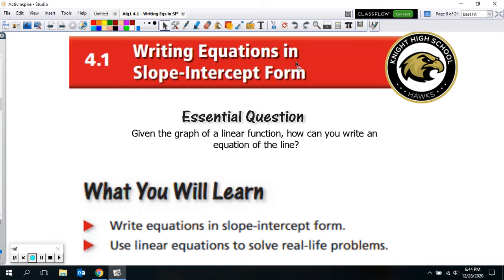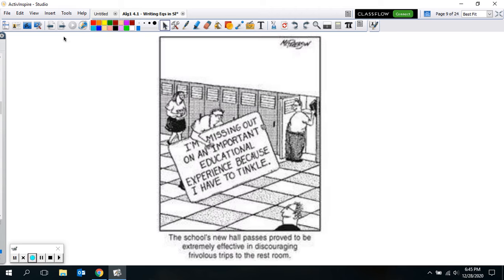We're writing equations in slope-intercept form. So we're going to do it in kind of 4 different ways. We're going to have 4 different kind of sections in this, kind of building along as we go from a very basic, easy level to a harder and more complex one, perhaps. So before that, let's get into a cartoon for the day.